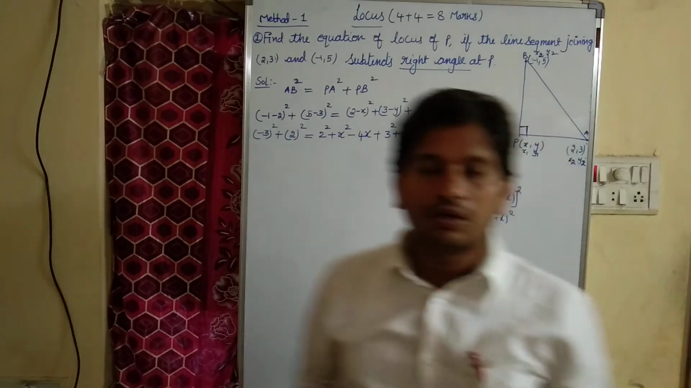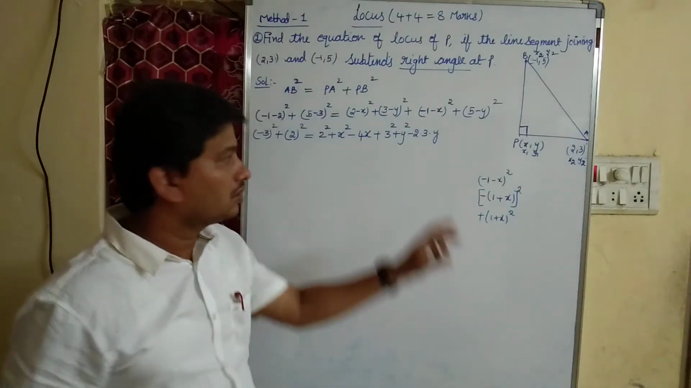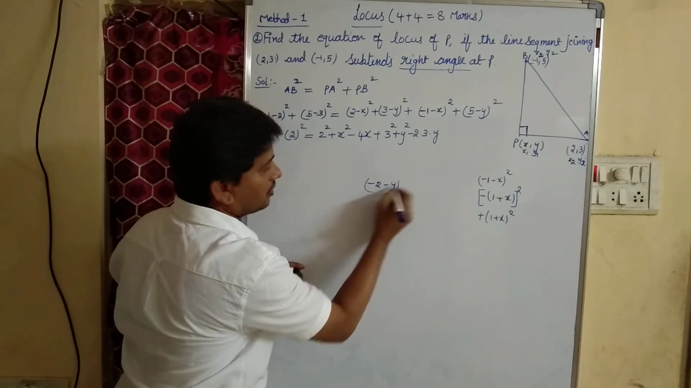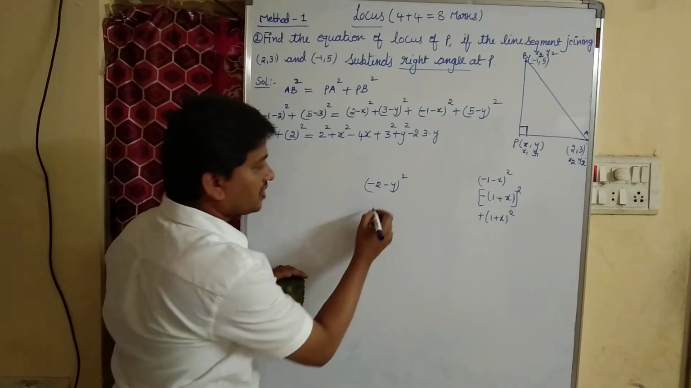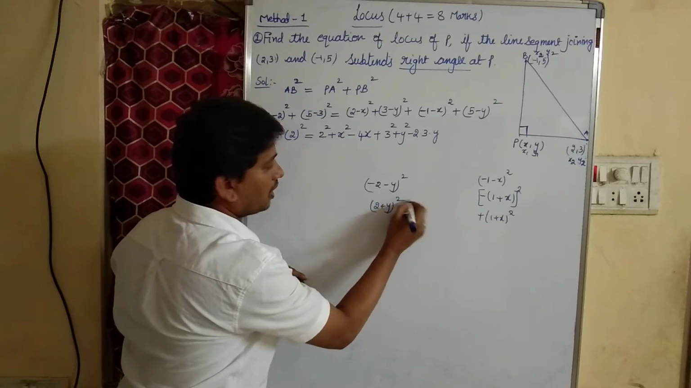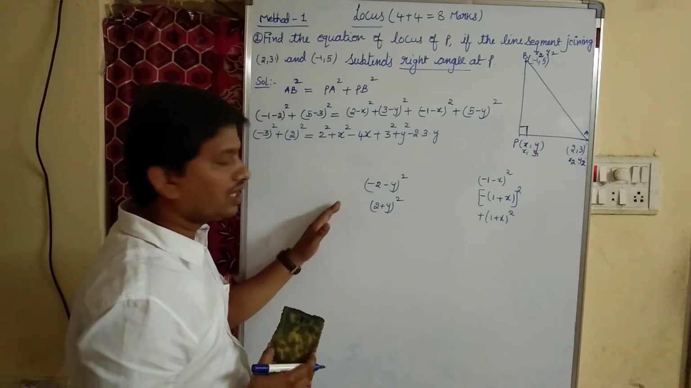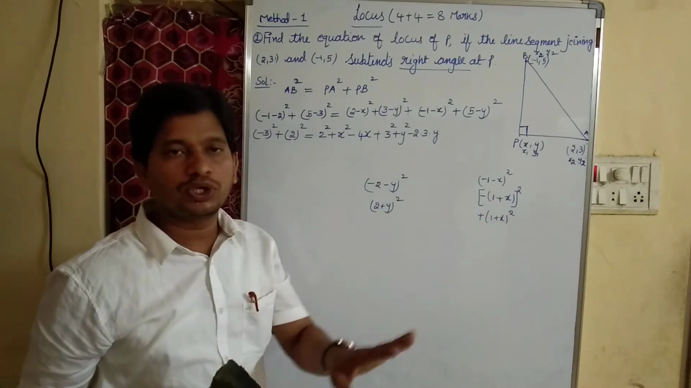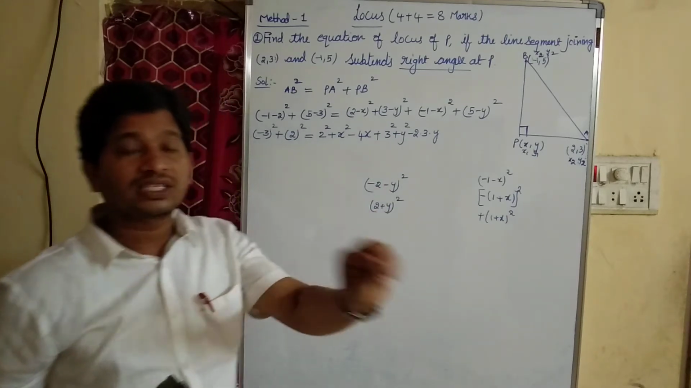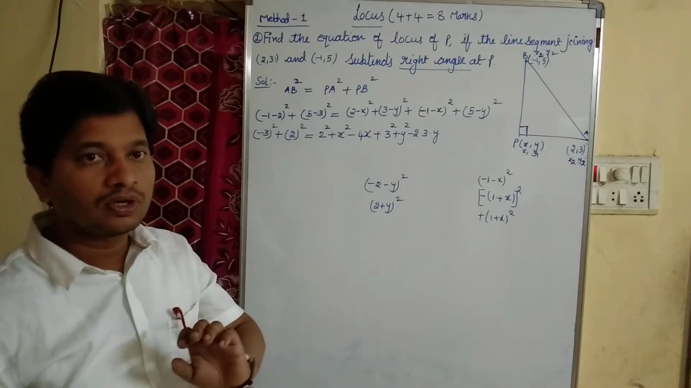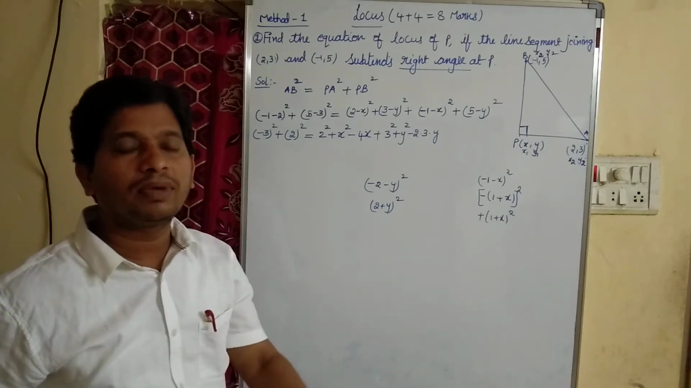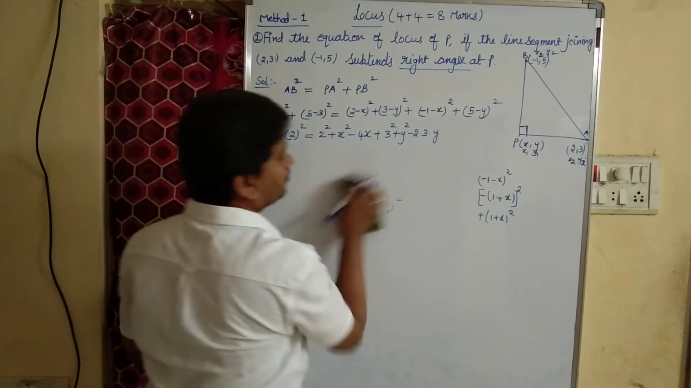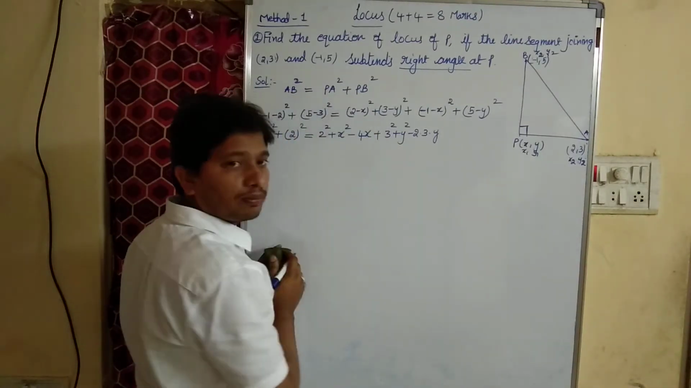Children, try to remember: if minus is there for both the terms, suppose one more example, minus 2 minus y is there, we have to apply the a plus b whole square formula, because we will take minus common. If the power is an even number, the result is positive. So obviously it comes under the a plus b whole square formula. Don't go with the a minus b whole square formula, because minus we are taking common. Try to remember.